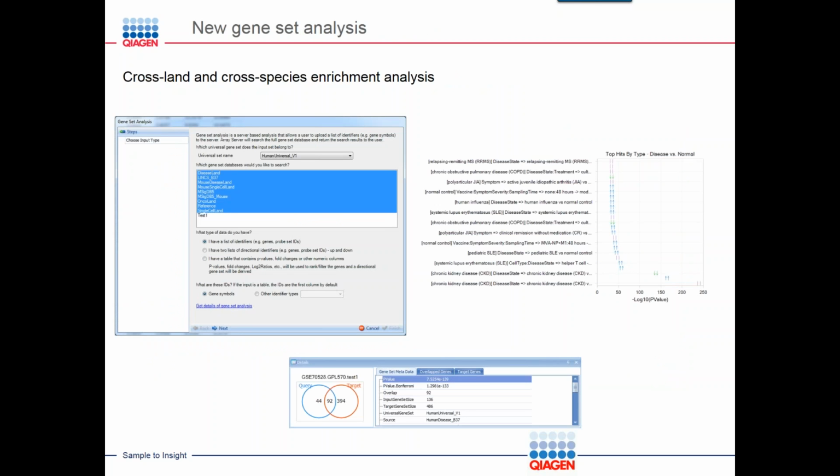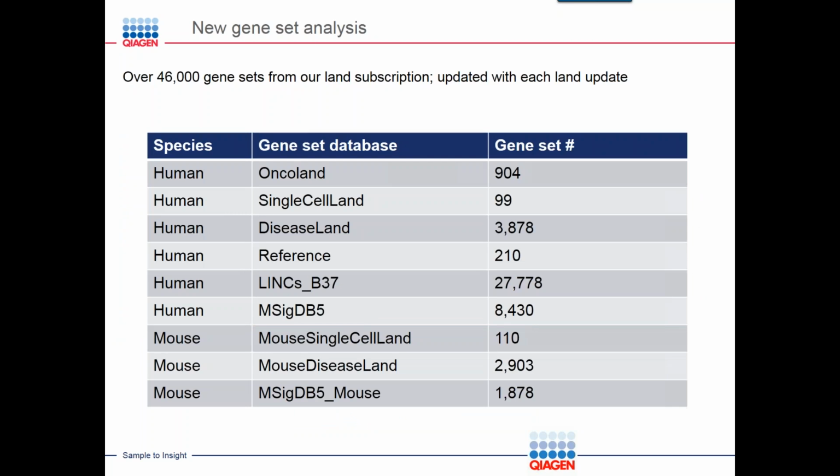We provided new gene set analysis. It has been there for about 4 or 5 months, but we keep improving this process as part of the customer feedback. The new gene set analysis is a unique way to provide cross-lan and cross-species enrichment analysis. So if you have not worked on gene set analysis before, I encourage you to give it a try, because this is a way to take advantage of over 46,000 gene sets from our LAN subscription.